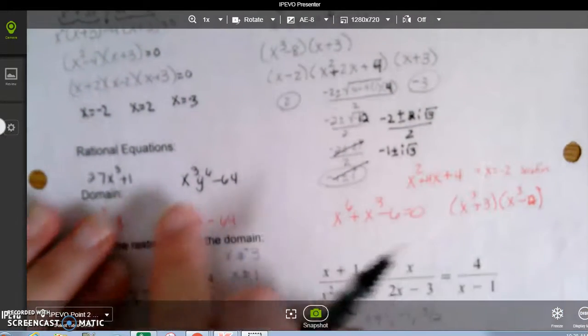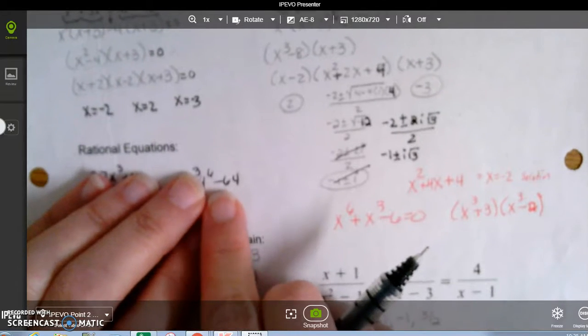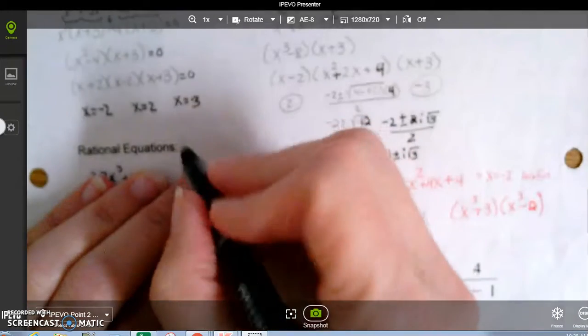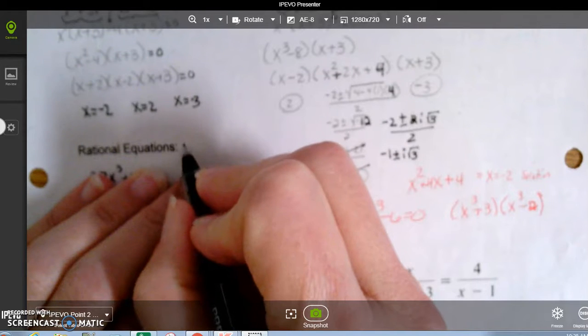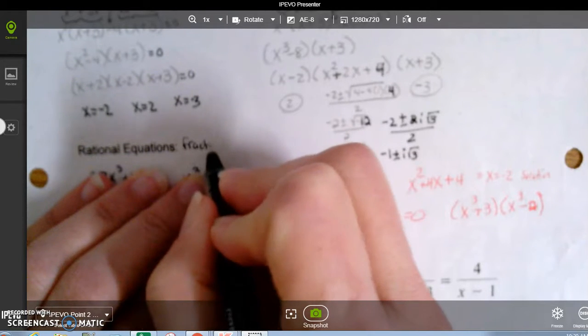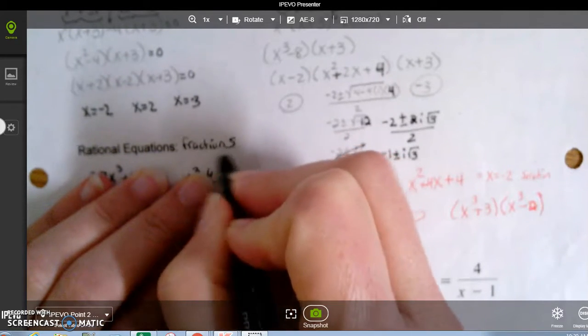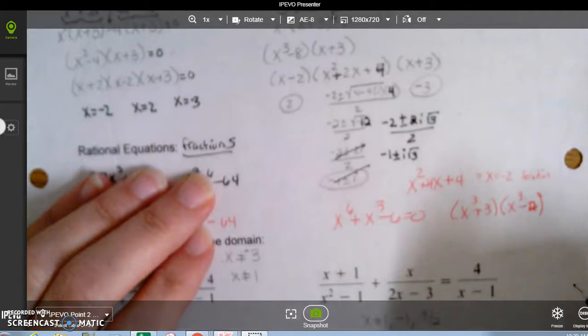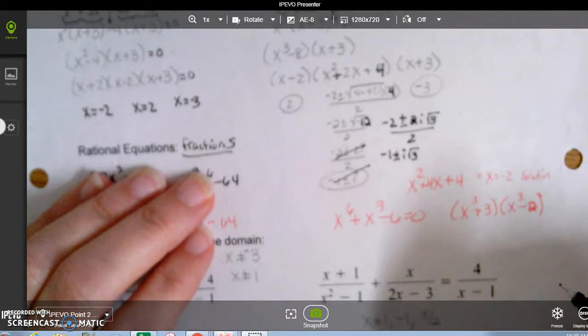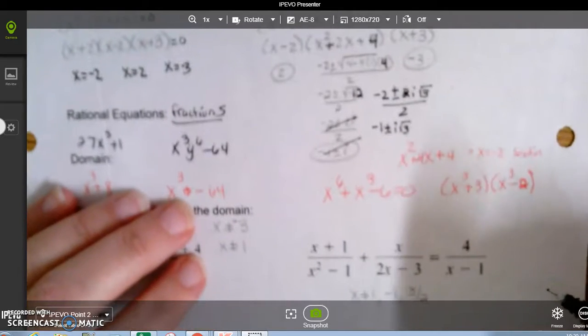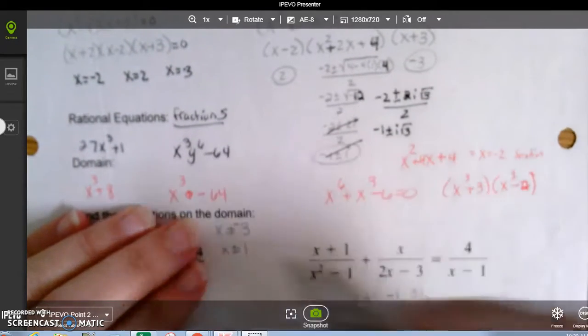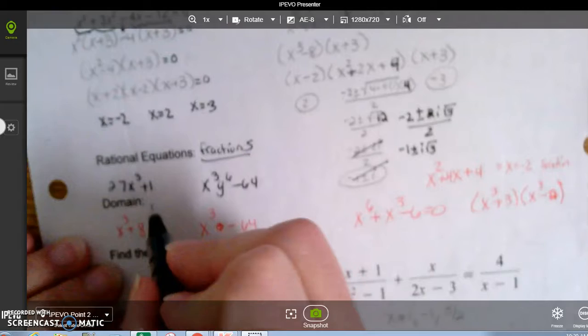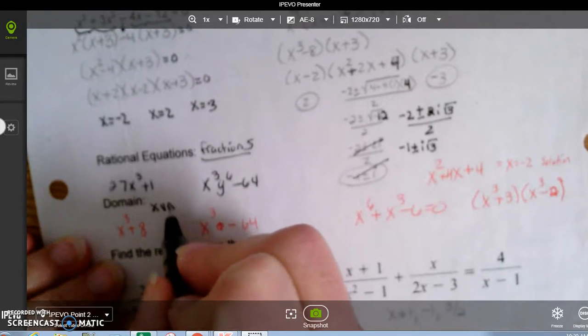Okay, so rational expressions or rational equations. This is not rational equations. Rational equations are equations that involve fractions. So we're looking at rational equations involving fractions, and we're going to be talking about the domain of problems. And domain is simply the x values that we're allowed to have in a problem.